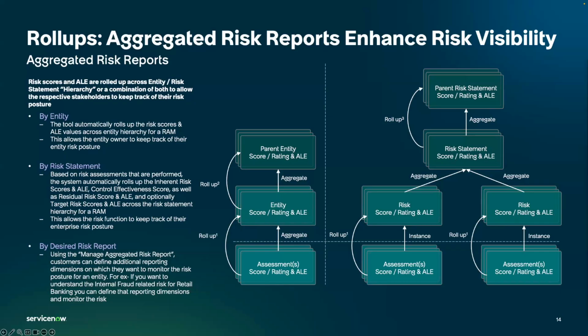There is a third option using the aggregated risk reports, or what we also call custom reporting dimensions. Using the managed aggregated risks report feature, you can define specific slices. Want to monitor internal fraud risk specifically for retail banking? It is possible using custom reporting dimensions. You can define that dimension and track it independently. We'll see that during the demo.